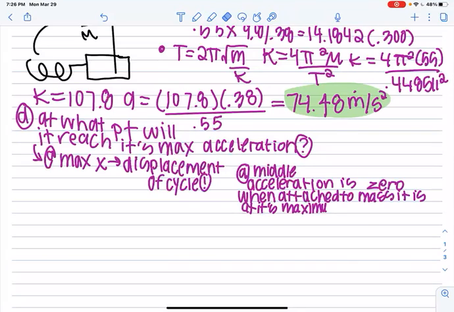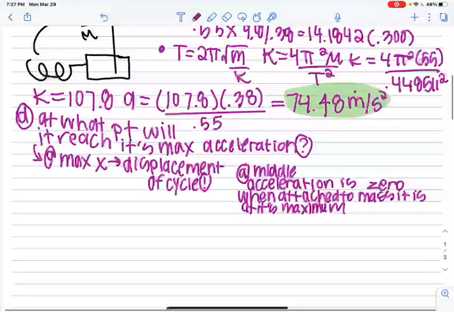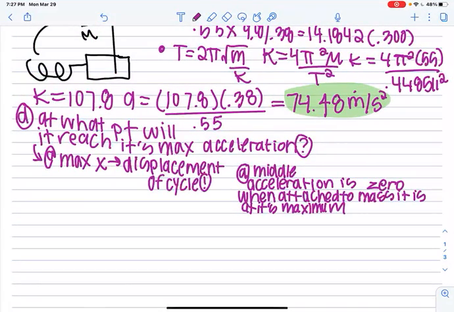And then letter D is asking, at what point will it reach its max acceleration? So max x, the maximum displacement of the cycle, is what I chose. Essentially this is what it means right here. Its acceleration is at its maximum when the displacement is at its maximum, while the acceleration is 0 at the equilibrium point.